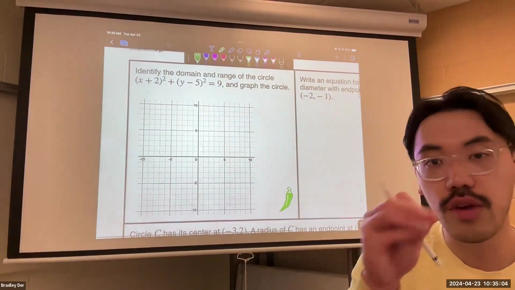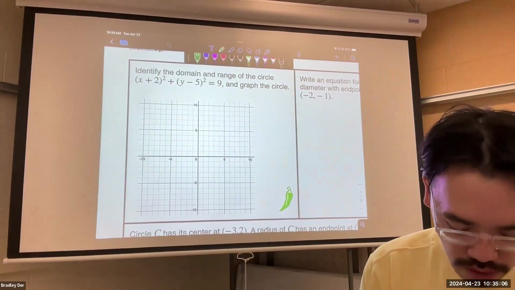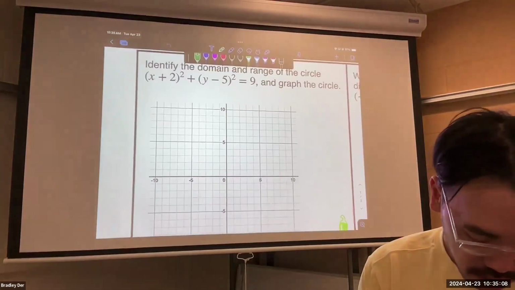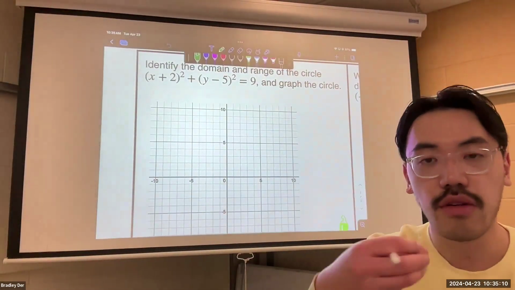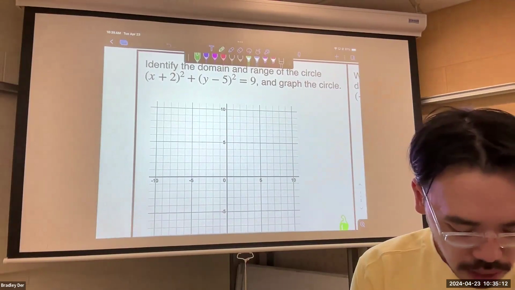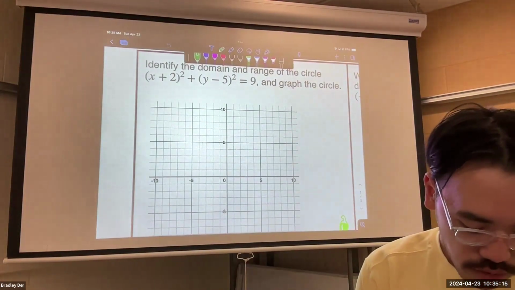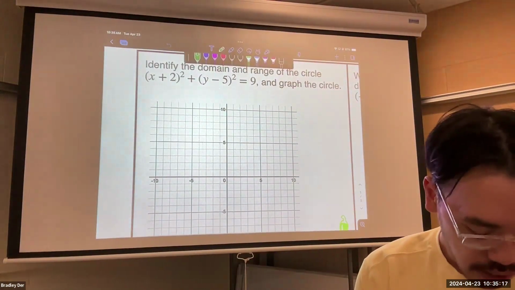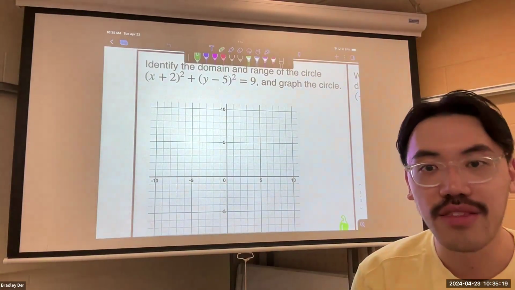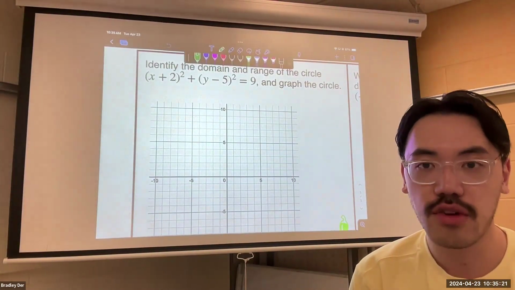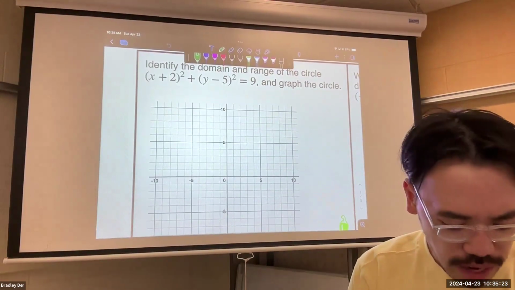So now we'll check what you did. I'm going to put up answers for the green and the yellow. Not necessarily going to talk about the red in this particular video. We can talk about it in class. For the green, identify the domain and range of the circle (x plus 2) squared plus (y minus 5) squared equals 9, and also graph the circle. You can do that in kind of any order.